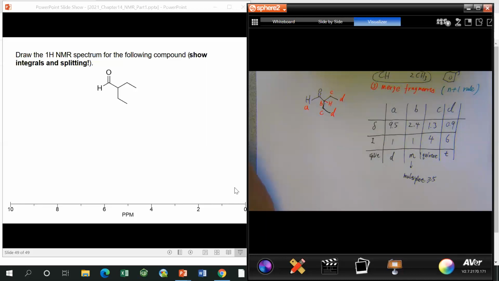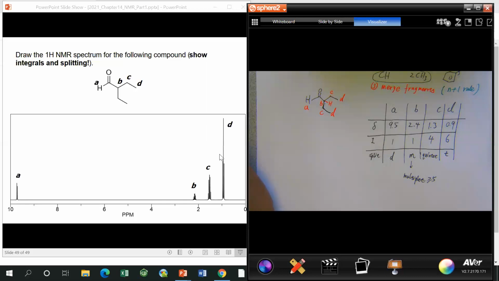Make sure the peak heights are relatively consistent with their integration ratio. For example, for A and B you should draw small peaks, because they are only 1 proton. For C and D, draw huge peaks, because they are 4 protons and 6 protons. Overall, you should generate something like this. So you can do this question like this: generate the chart first.